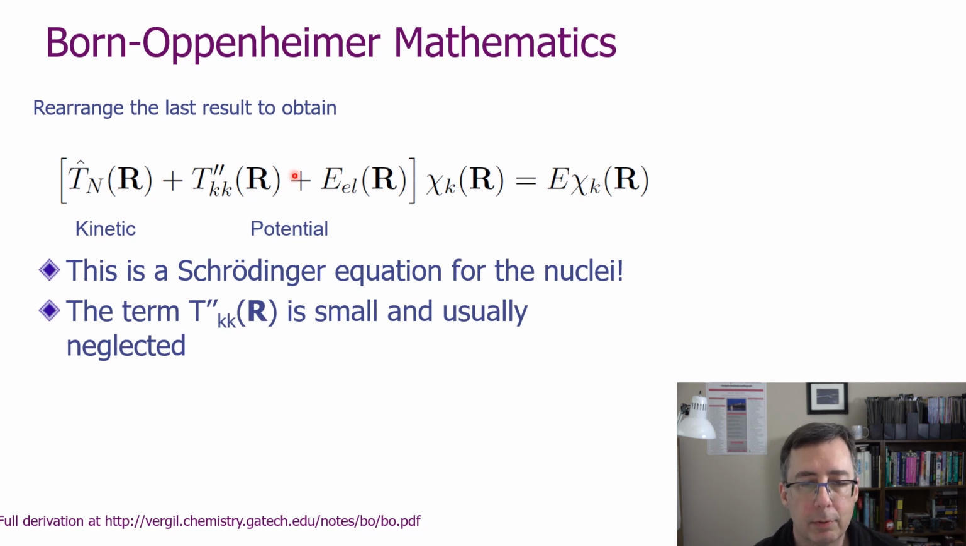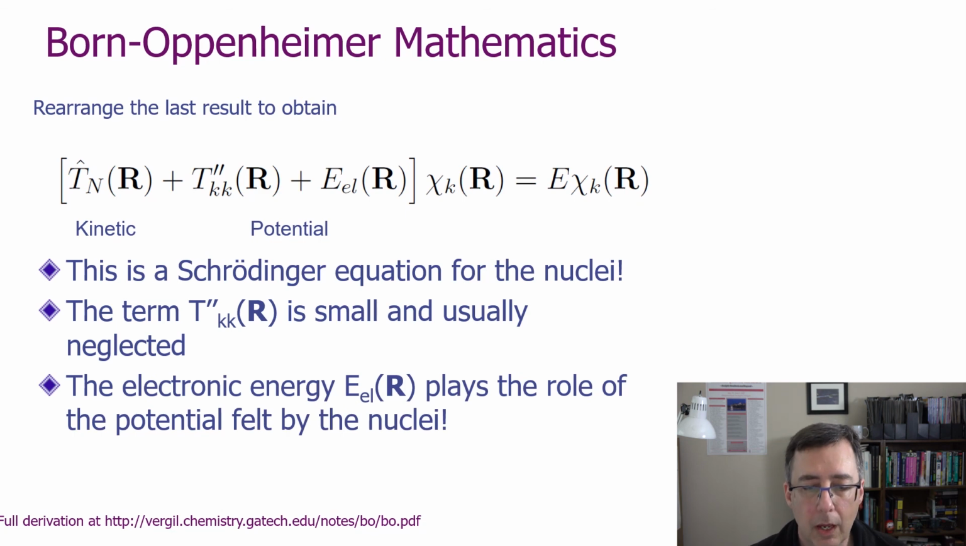Now furthermore, this particular term here, T double prime KK, is also usually very small and frequently neglected. So if you do that, then it literally is a nuclear Schrödinger equation. Kinetic energy plus potential acts on the nuclear wave function to give it back times the full energy. Where does the potential energy that the nuclei dance around on come from? It comes from solving the electronic Schrödinger equation, the electronic energies. That's where it comes from.